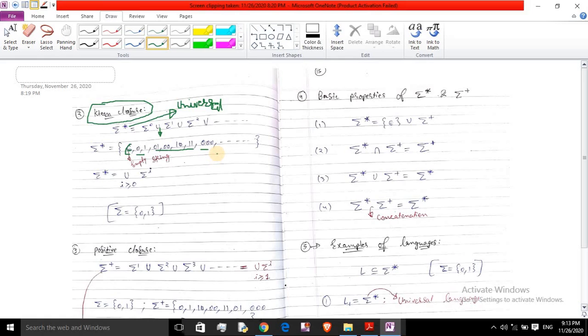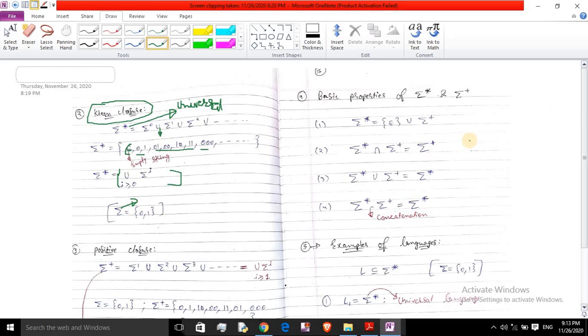It will contain strings of length up to, we can say, infinity. How can we denote it mathematically in some easy way? Now look at this. There is a union of sigma to the power i, where i is greater than or equal to 0. So what is sigma? We have only two symbols. It is actually a binary alphabet.